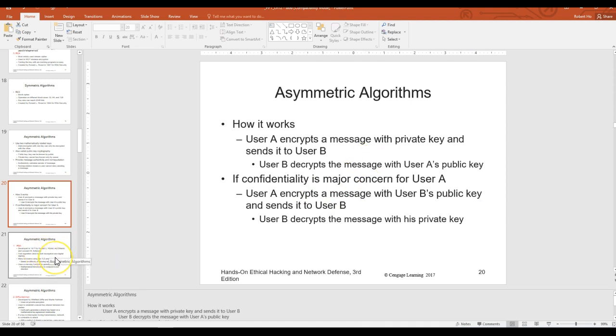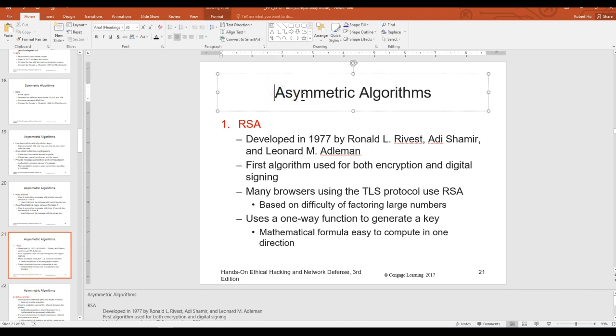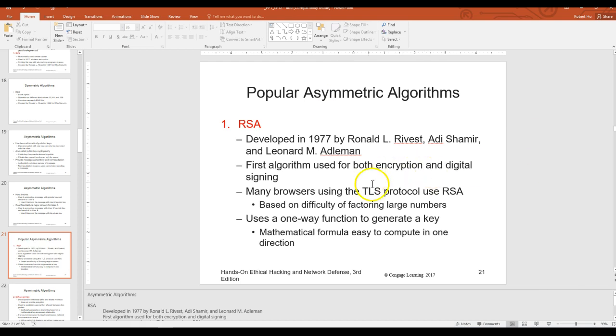All right. Some examples of popular asymmetric algorithms. The first one is called RSA. This was developed in 1977 by Rivest, Shamir, and Adleman. That's why they call it RSA. It was the first algorithm used for both encryption and digital signing.